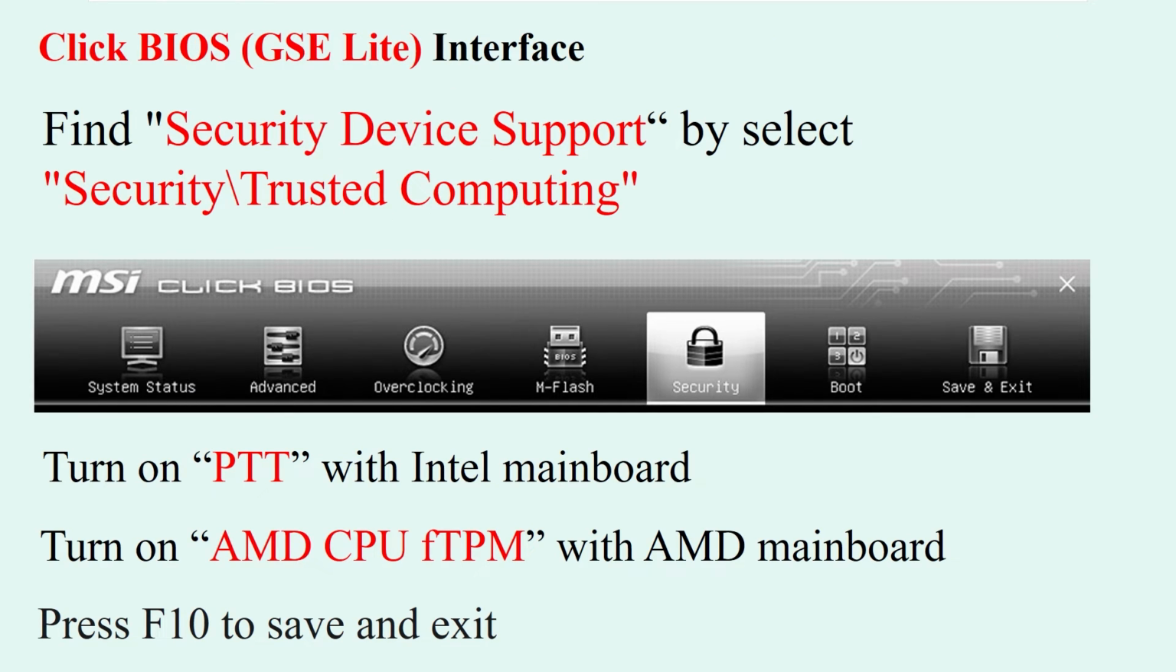With the click BIOS GSE Lite interface, you find Security Device Support by selecting Security, Trusted Computing. You turn on PTT with an Intel Mainboard. Turn on AMD CPU fTPM with an AMD Mainboard. After that, you press F10 to save and exit.